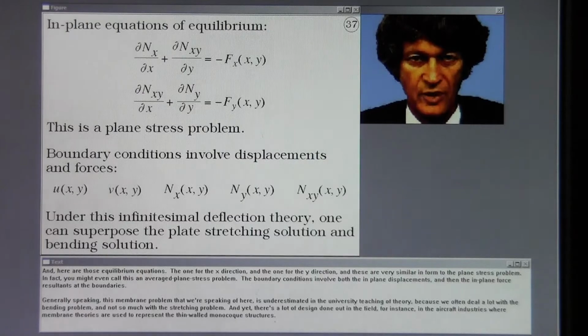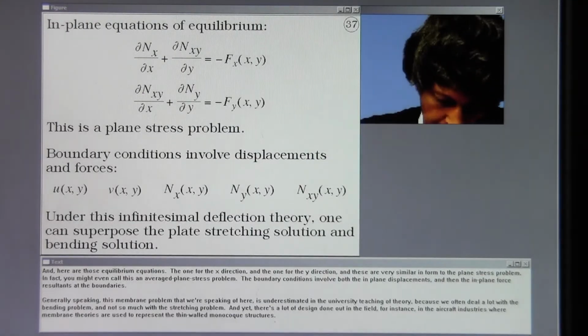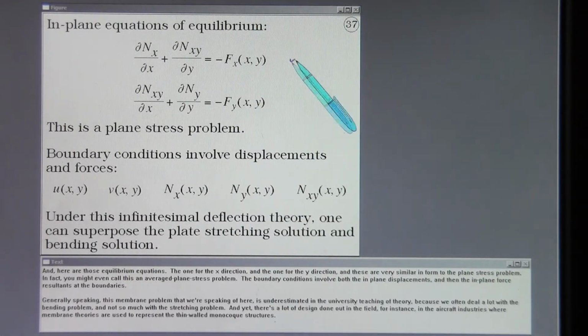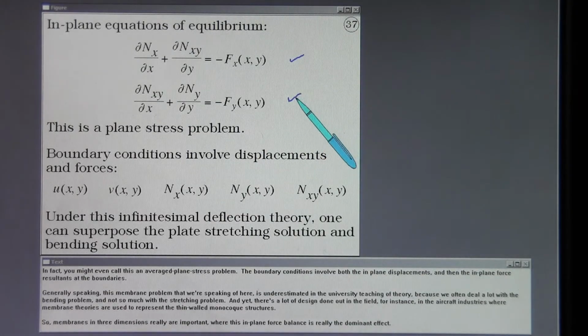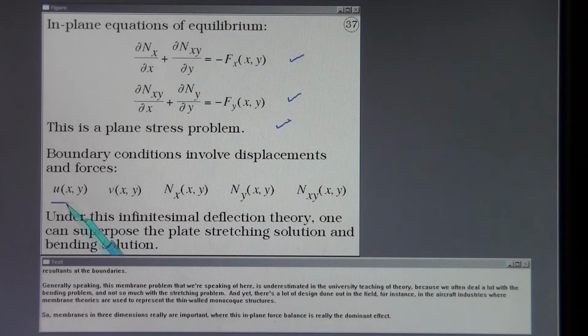And here are those equilibrium equations. The one for the x direction and the one for the y direction. And these are very similar in form to the plane stress problem. In fact, you might even call this an average plane stress problem. The boundary conditions involve both the in-plane displacements and then the in-plane force resultants at the boundaries.